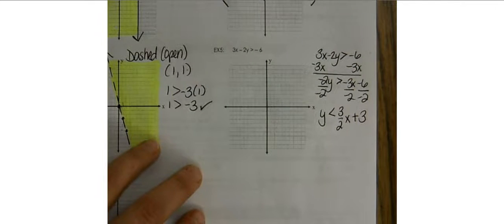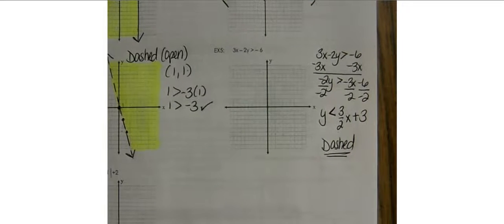This line is going to be dashed because I have not an equal to, and so I'm going to check my answer. Before I check my answer, I'm going to graph this, going up to 3, 1, 2, 3, and then my slope is 3 over 2, so I'm going to rise 3 and run forward 2, rise 3, run forward 2, and I have a few points, and I'm going to draw a dashed line going through these points.